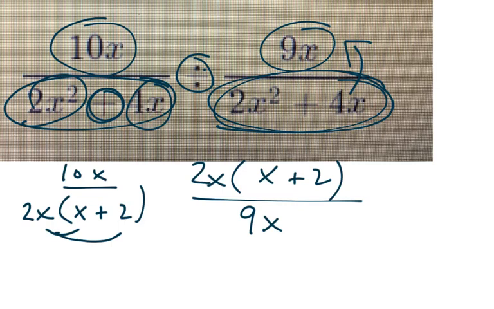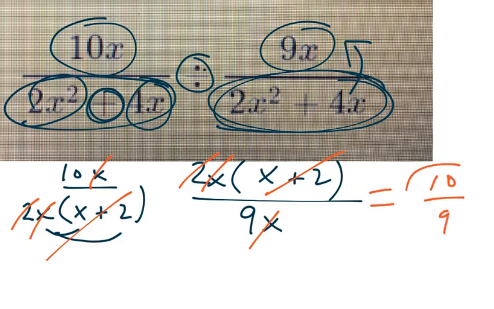Now let's see what happens. 2 over 2 is 1. x over x is 1. x plus 2 over x plus 2 is 1. x over x is 1 again. The only thing left, guys, is 10 over 9.